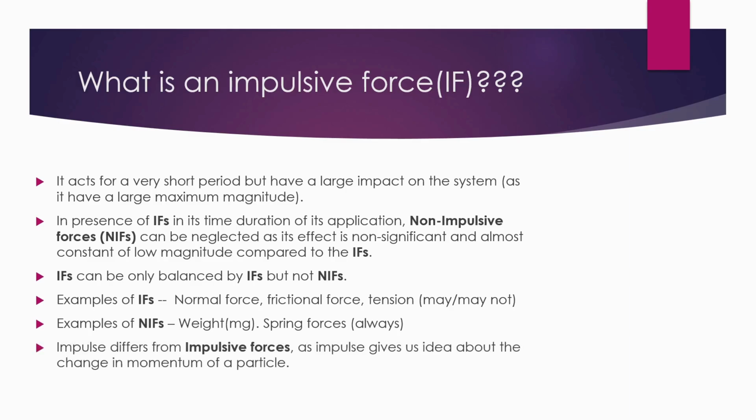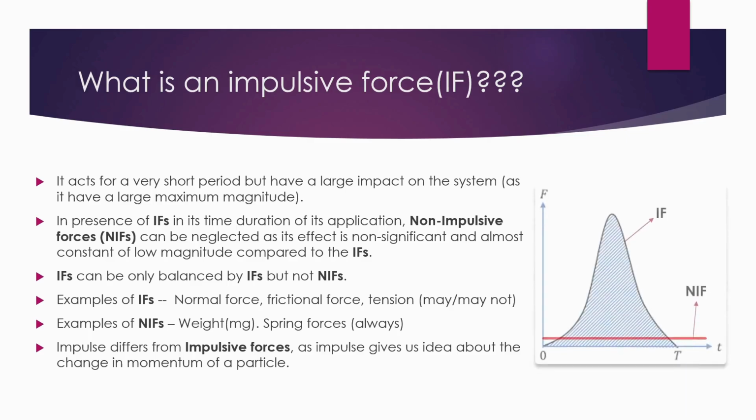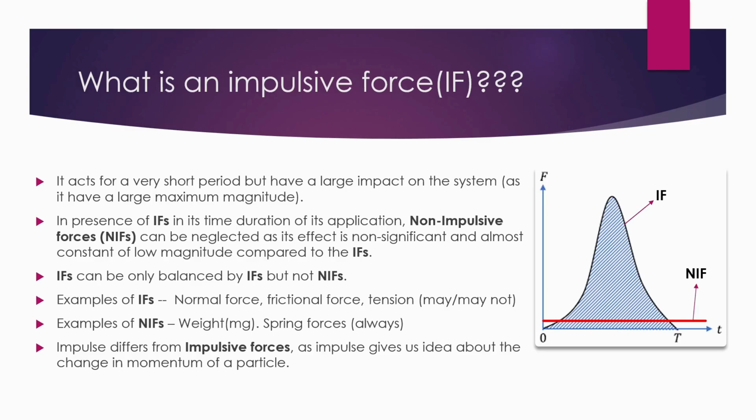Now impulse differs from impulsive forces. Why? Because an impulsive force is a force, which is actually mass times acceleration, acting in a very short period of time, but impulse is actually the change in momentum of a particle. It gives us an idea about the change in momentum of a particle. Now this graph exactly depicts the profile of impulsive force and non-impulsive force during a very short interval of time from 0 to capital T seconds.